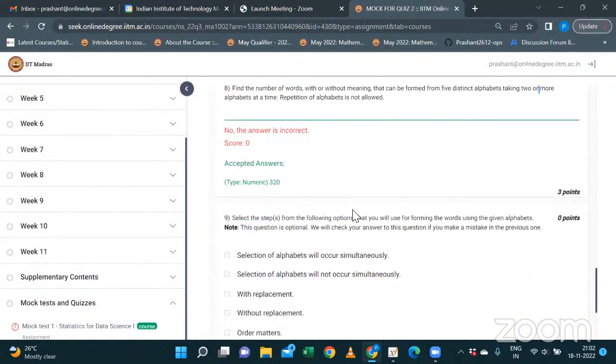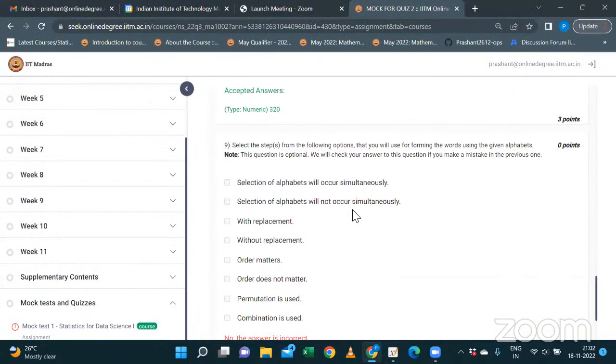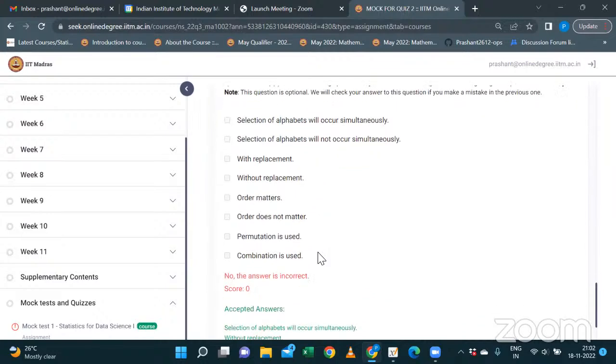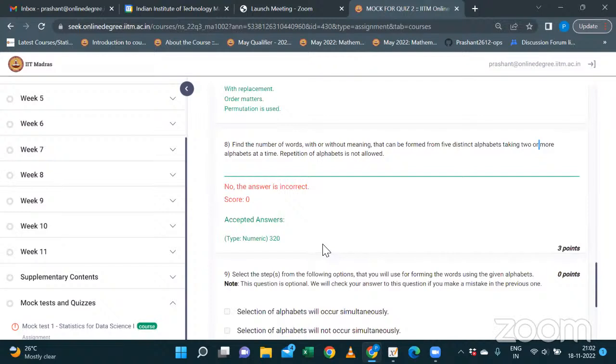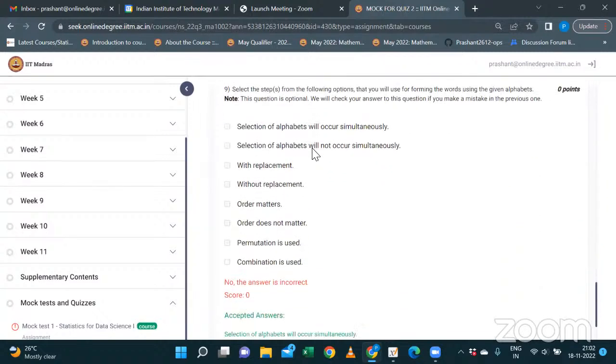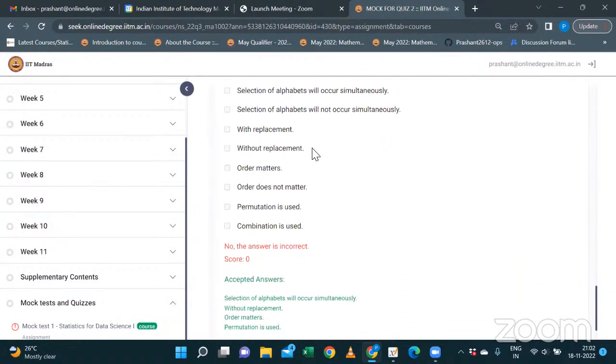Okay, so it was clear for everyone. So now, please tell me the steps. Selection is simultaneous, because to form the word, we have to select simultaneously. Does order matter or not? Order matters, sir, since we are forming words. And since repetition of alphabets is not allowed, it is without repetition. So since order matters and without repetition, permutation is used.